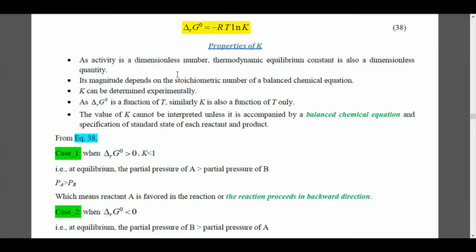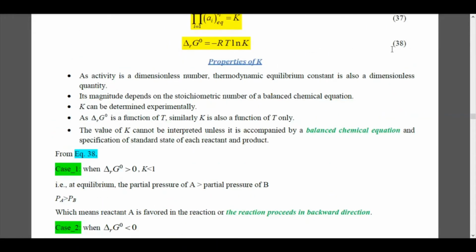The reaction Gibbs energy at standard state is a function of temperature. Actually, Gibbs energy is a function of temperature and pressure, but at standard state pressure is constant. So, reaction Gibbs energy at standard state is a function of temperature. Similarly, the equilibrium constant is also a function of temperature. The value of K cannot be interpreted unless it is accompanied by a balanced chemical reaction. So, the balanced chemical equation is very important in order to determine the magnitude or value of the equilibrium constant.